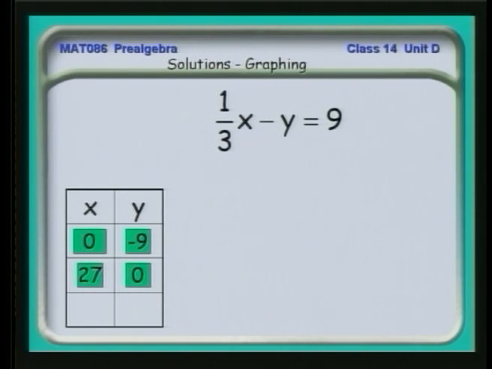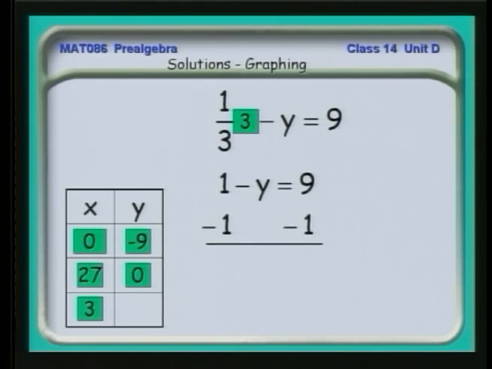Let's try one more value. Let's try x equals 3. Notice that I pick values that make it easy for me to get solutions. Because if I pick x equals 3, what's 1/3 times 3? It's equal to 1. Then I have 1 minus y is equal to 9. If I subtract 1 from both sides of the equation, I get minus y is equal to 8. Multiplying both sides of that equation by minus 1, or taking the inverse of both sides, as you will, we get y is equal to minus 8 when x is equal to 3.